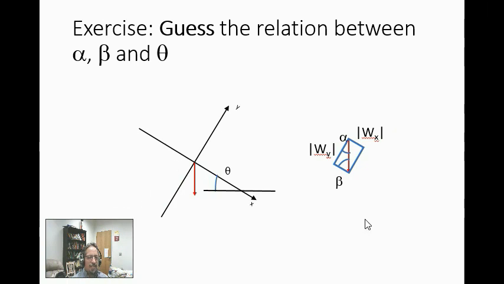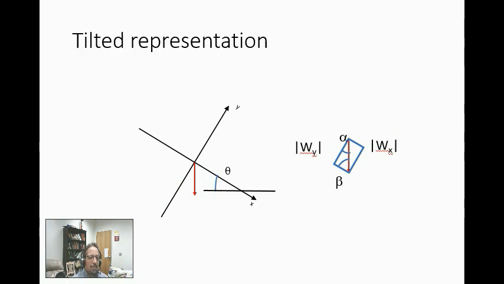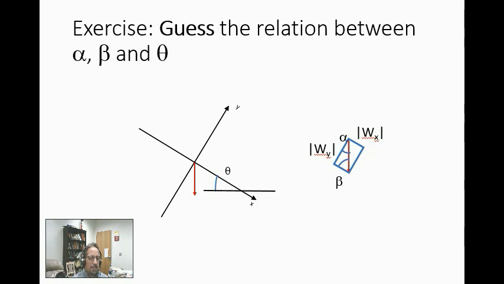Hey, how about I give you an exercise? Oh, by the way, these angles are the same here. So please note that alpha is between the red and y, and here it's the same. Alpha is between the red and the y. So that's the same angle as before. How about this? Let's do this as an exercise. Try to guess what the relation is between alpha and beta and theta. Let me give you a hint.